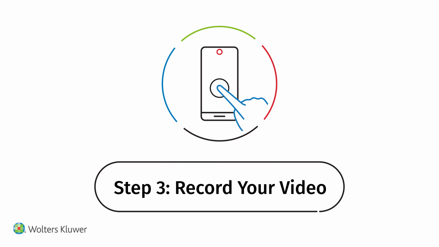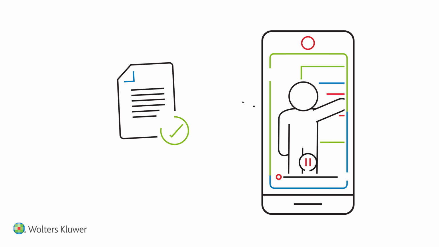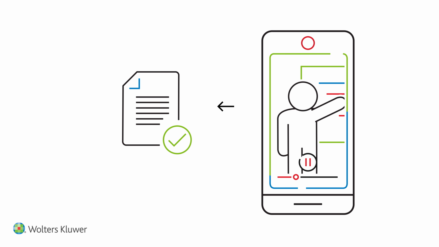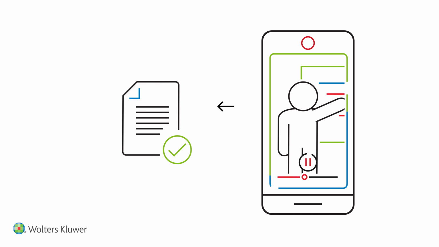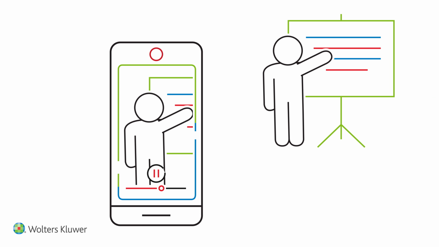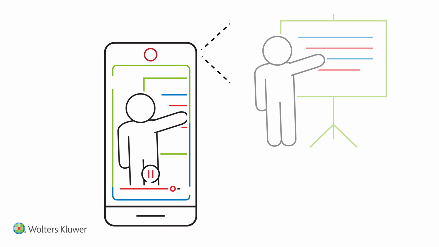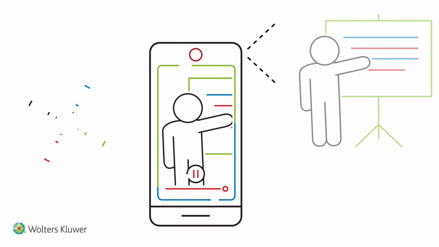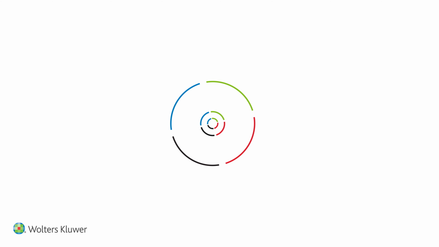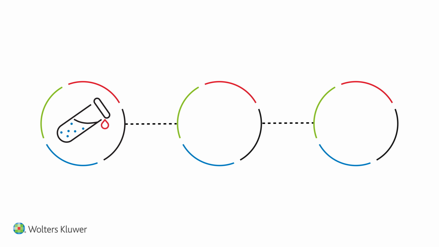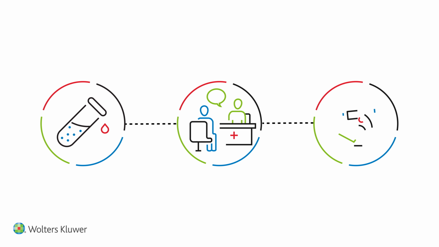Step 3. Record your video. With your script in hand, it's time to film. Speak clearly and confidently, engaging with your audience throughout. Including shots of yourself presenting can create a personal connection and help viewers relate to the research. Consider incorporating interesting footage relevant to your study, whether it's lab work, field investigations, or other pertinent visuals.